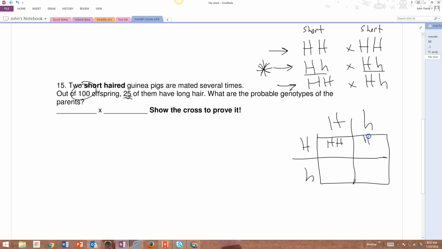And when they're both heterozygous, you're going to have short, short, short, and then 25% will be long. Well, if 100 guinea pigs were born and 25 of them were long, that's going to be 25%. So they're asking you what the genotype would be. Well, the genotype would be two heterozygous parents, which would give you 25% of their offspring to be long.